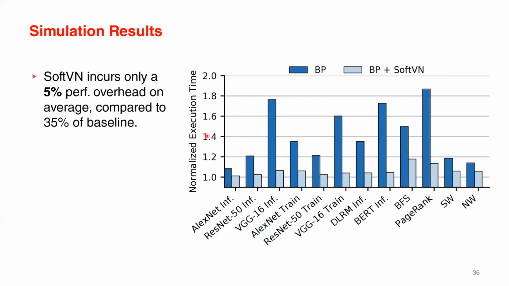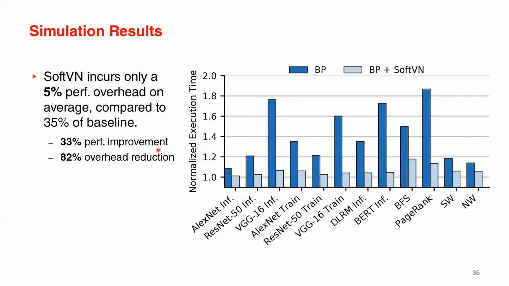On the diagram on the right, we can see the normalized execution time for various applications we studied. The BP, or baseline protection overhead, which is the Intel SGX overhead, can be quite high, as much as 80%, and is 35% on average. Whereas SoftVN consistently delivers a low overhead, 5%.